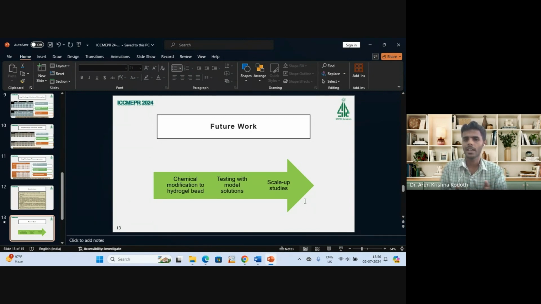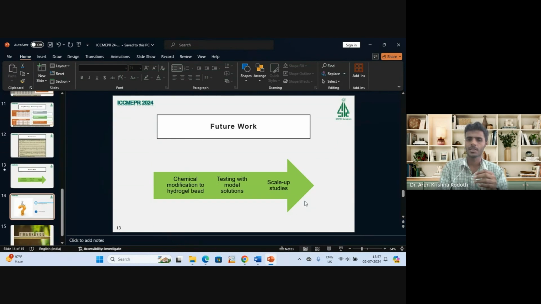Then we will go for the scale-up studies because we are closely related to our other sister industries like Sriram or Scotta, something like that. So we'll be going with the scale-up studies. So we have started with the preliminary studies, and we'll be going for these scale-up studies in the coming future also.